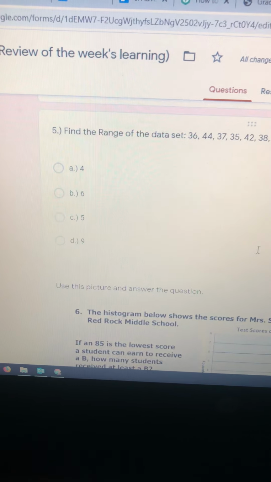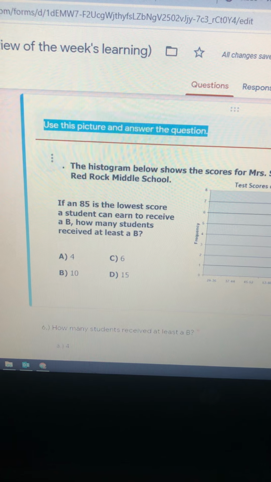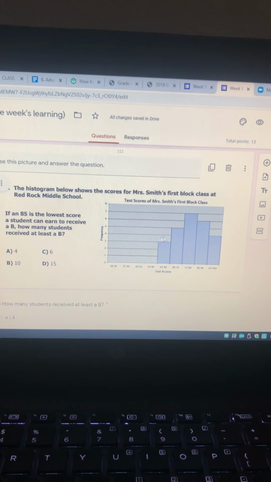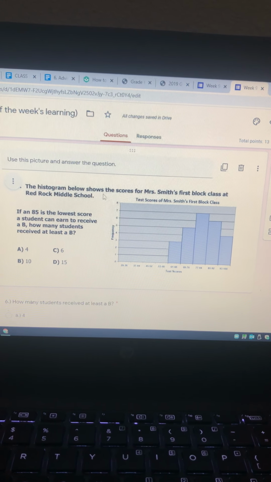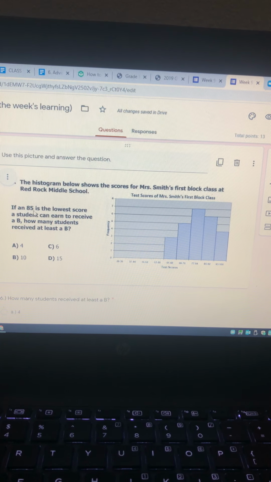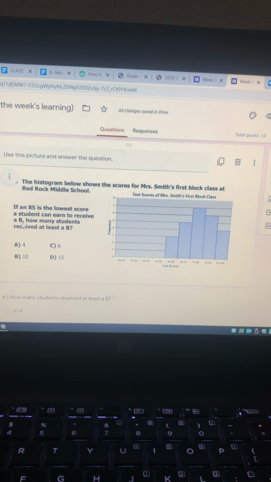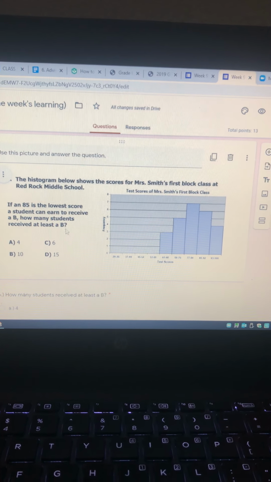All right? Now, this is what we talked about, and this gave people some problems, right? So let's look at this question, and let's see if we can do deductive reasoning to determine what it is. This is a histogram. It says right here, use the histogram. If an 85 is the lowest score a student can earn to receive a B, how many students received at least a B?